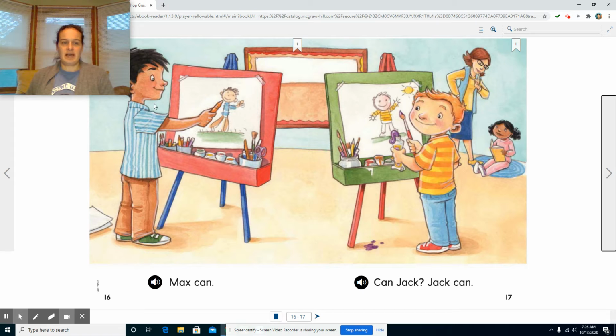Here we notice again two children, and they're doing some artwork, which again makes me think that they're at a school. By reading the words, we learn that Max can. Well, this boy must be Max. And then it says, can Jack? Jack can. So this boy is Jack. So we've met two characters, Max and Jack. We can also see there's a teacher. The teacher's back here, and then there's another student back here as well. So we know that they're at a school. That's the setting. And we know some of the characters are Max and Jack.